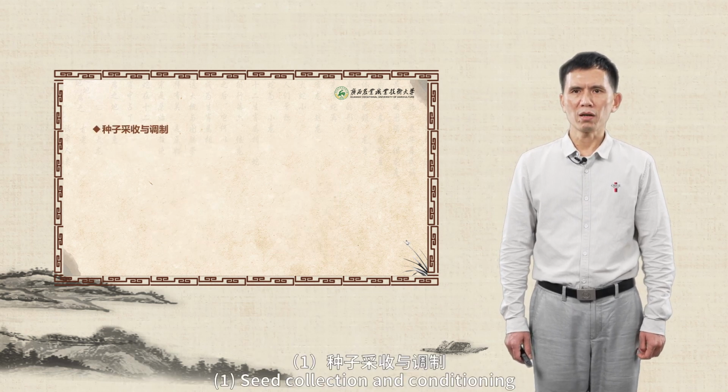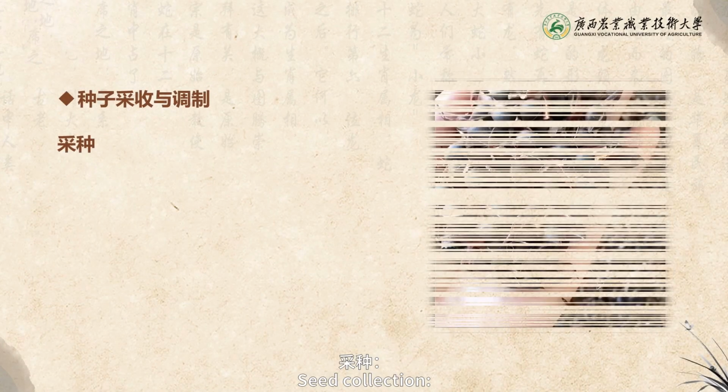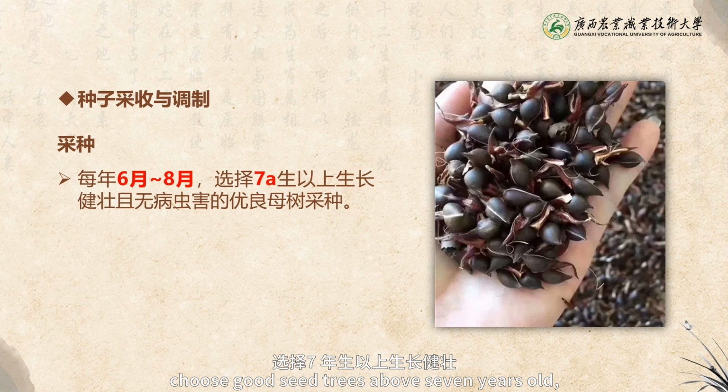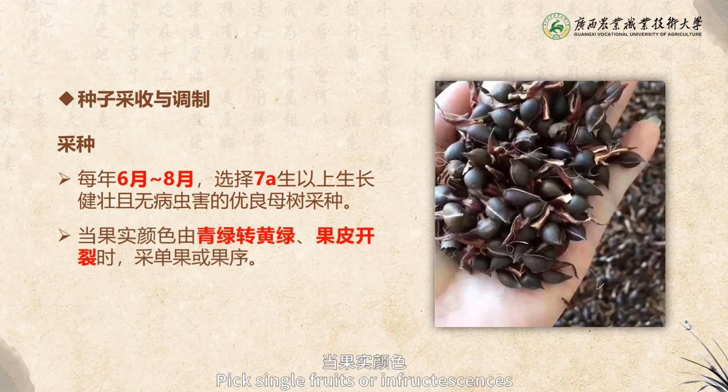1. Seed collection and conditioning. Seed collection. From June to August every year, choose good seed trees above 7 years old, with strong growth and without pests or diseases to collect seeds. Pick single fruits or infructescences when the fruit color changes from green to yellow-green and the peel cracks.